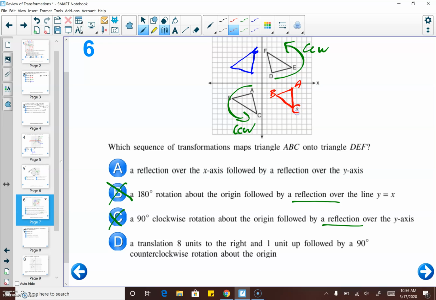A, B, C. But if you look, what's supposed to match up? A and D are supposed to match up, B and E, and if you rotate 90 degrees, you're going to get A to be up there by F. So that one's out. So the only one that works for this one is a reflection over the x-axis, followed by a reflection over the y-axis.